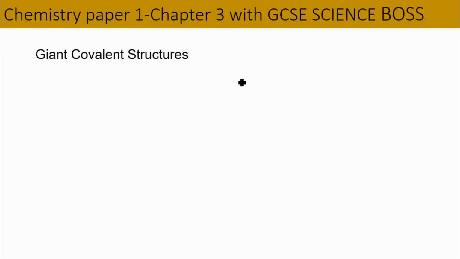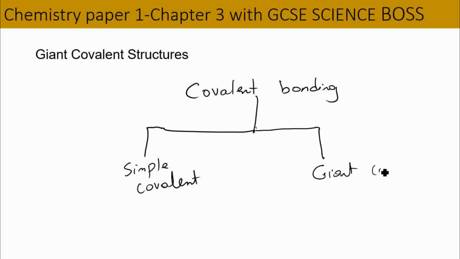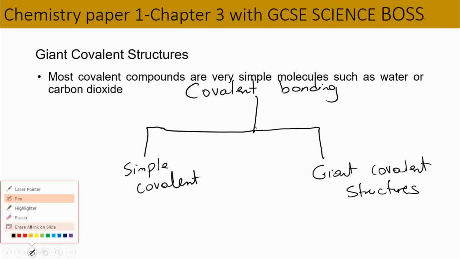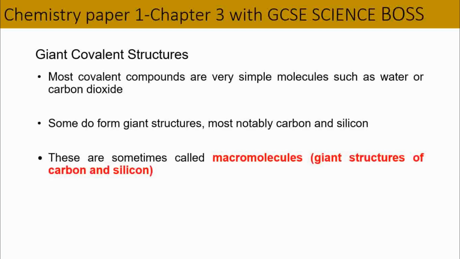How I want you to think about this is that covalent bonding forms 2 types of structure. It forms simple covalent and it also forms giant covalent structures. When we talk about giant covalent structures, we're not talking about carbon dioxide or all of those that we spoke about. We're talking about some big structures, macromolecules of carbon and silicon.